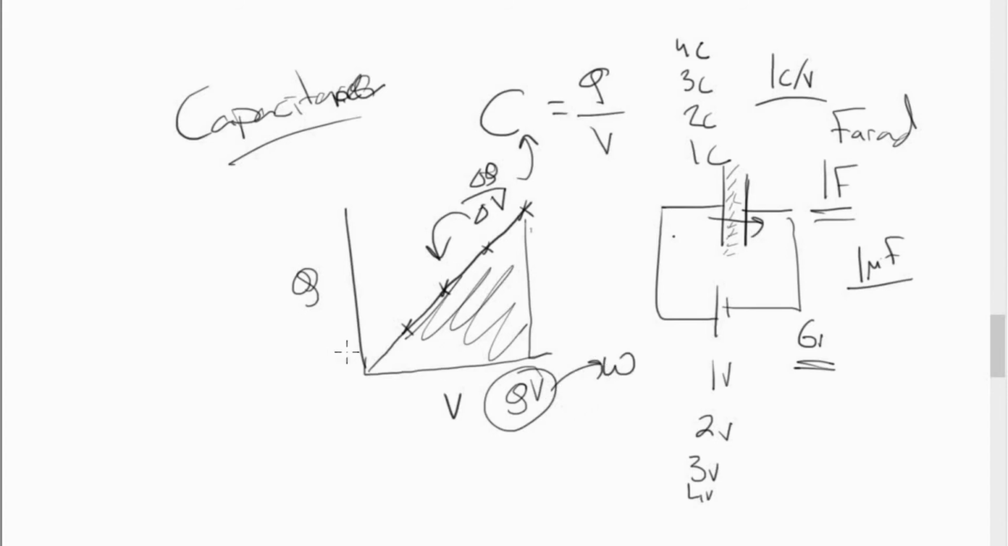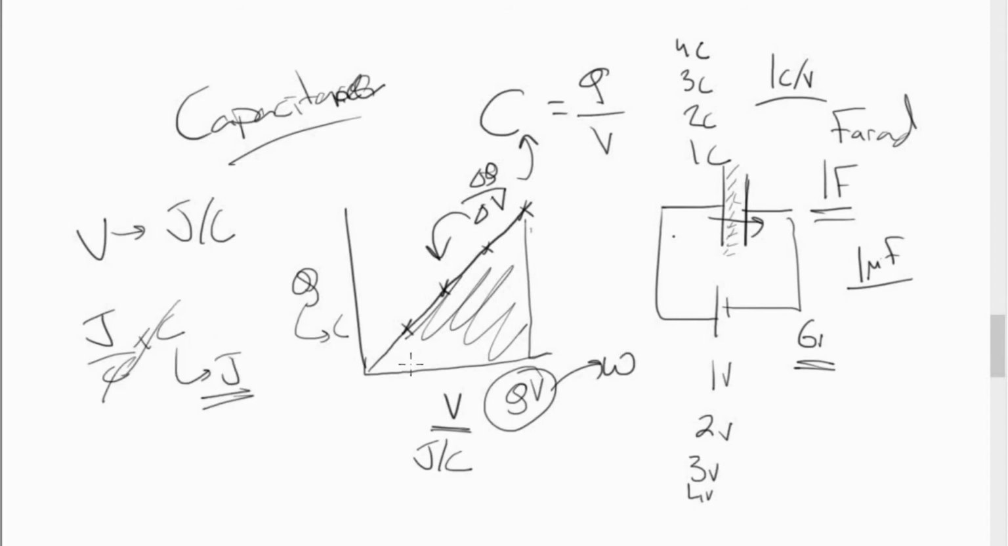How is it the work done? Because we call charge per volt the farad. Volt is actually what? It's joules per coulomb. So if volt is joules per coulomb, and Q is charge in coulombs, what do you get? When you write Q is equal to CV, it's going to be joules per coulomb into C. So basically, it's energy in joules. Does this make sense for everyone?